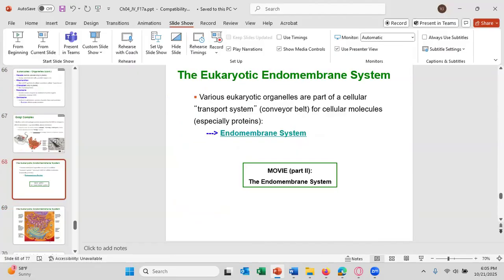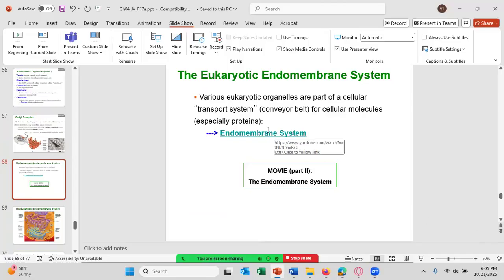Eukaryotes have an endomembrane system where molecules can be made in the ER, endoplasmic reticulum, and it can be a lipid in the smooth ER or a protein in the rough ER. The molecule will be made, and then it will be packaged into a transport vesicle, which will generally move to the Golgi apparatus for modification.